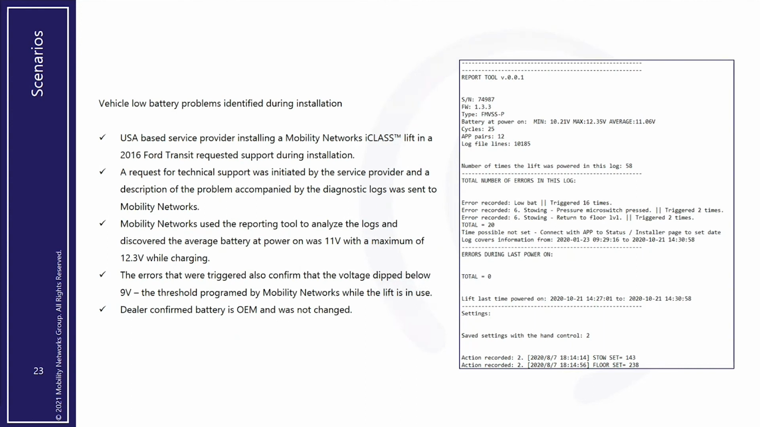And a different scenario that we have is another USA-based service provider, first-time installation. They requested support for a 2016 Ford Transit. A request for technical support was initiated by the service provider, and a description of the problem was sent along with the diagnostics logs. We used the reporting tool to analyze the logs, and we discovered that the average battery at power on was 11 volts maximum, and it wasn't going above 12 volts while charging.